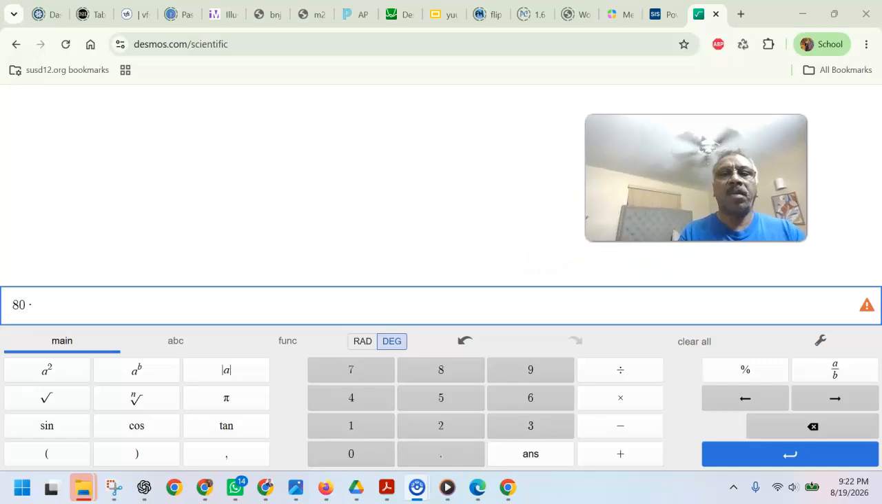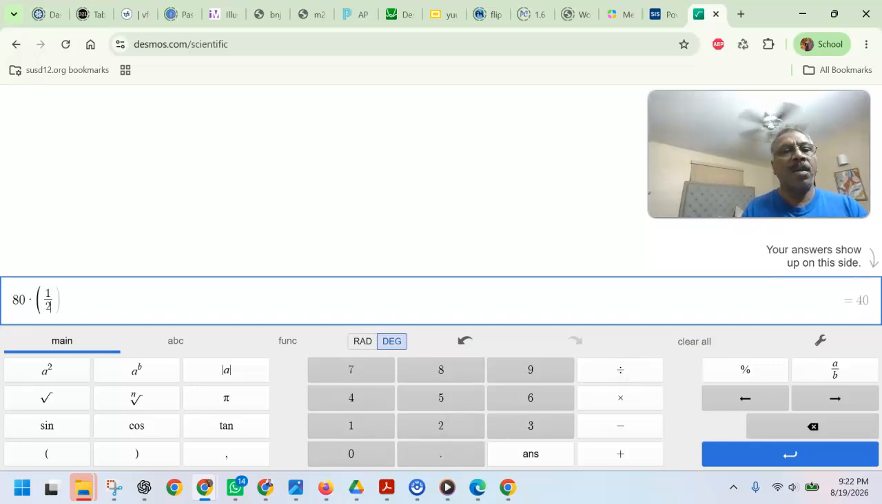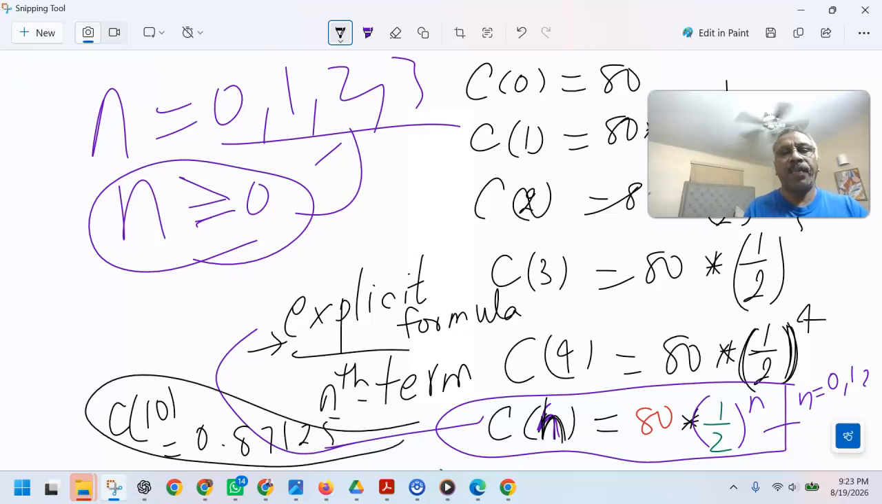So open parenthesis and 1 divided by 2. Then make an exponent by clicking right here. It goes up and put a 10. And there you go, you already have the answer right here, 0.078125. So C of 10 is 0.078125. That's it, you're done.